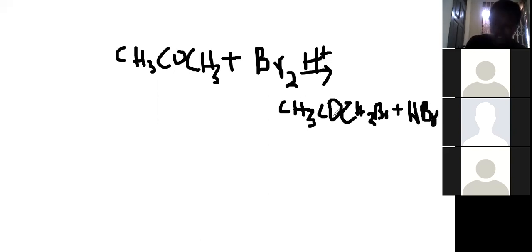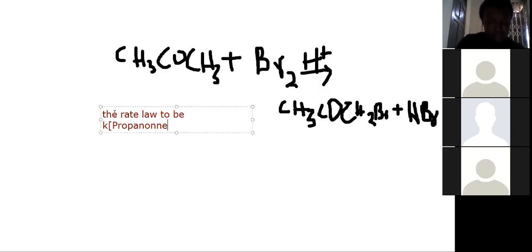Now, the question says that the rate law is found to be, so let me just type this so we'll make it simple. The rate law is found to be k[propanol][H+]. This is H+. So that is the rate law.